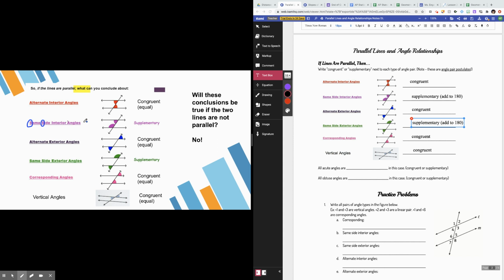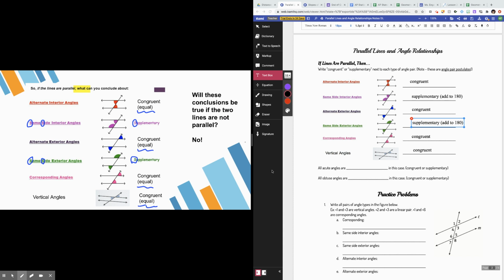Same side are supplementary. Okay, all of the others will give you congruent angles. Which remember, that just means that their measures are equal, right? Congruent is our fancy geometry word for equal.